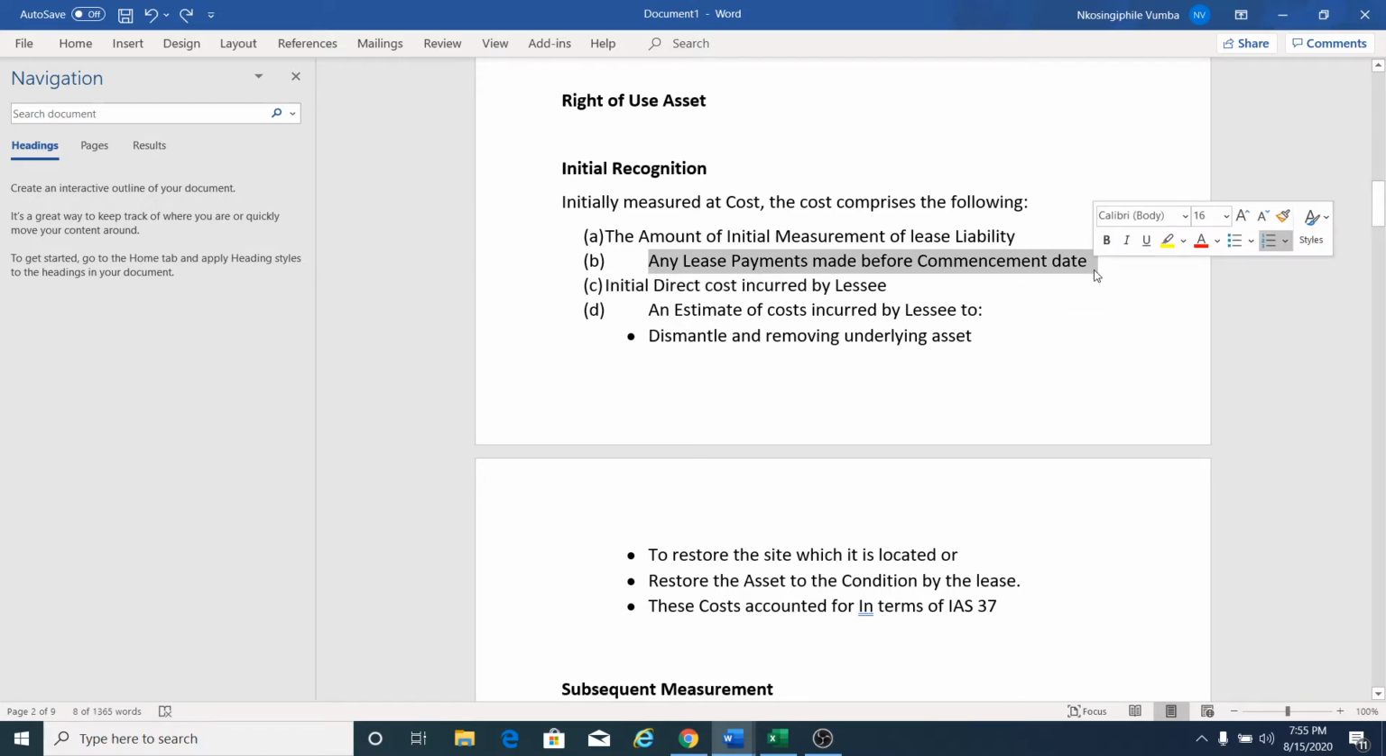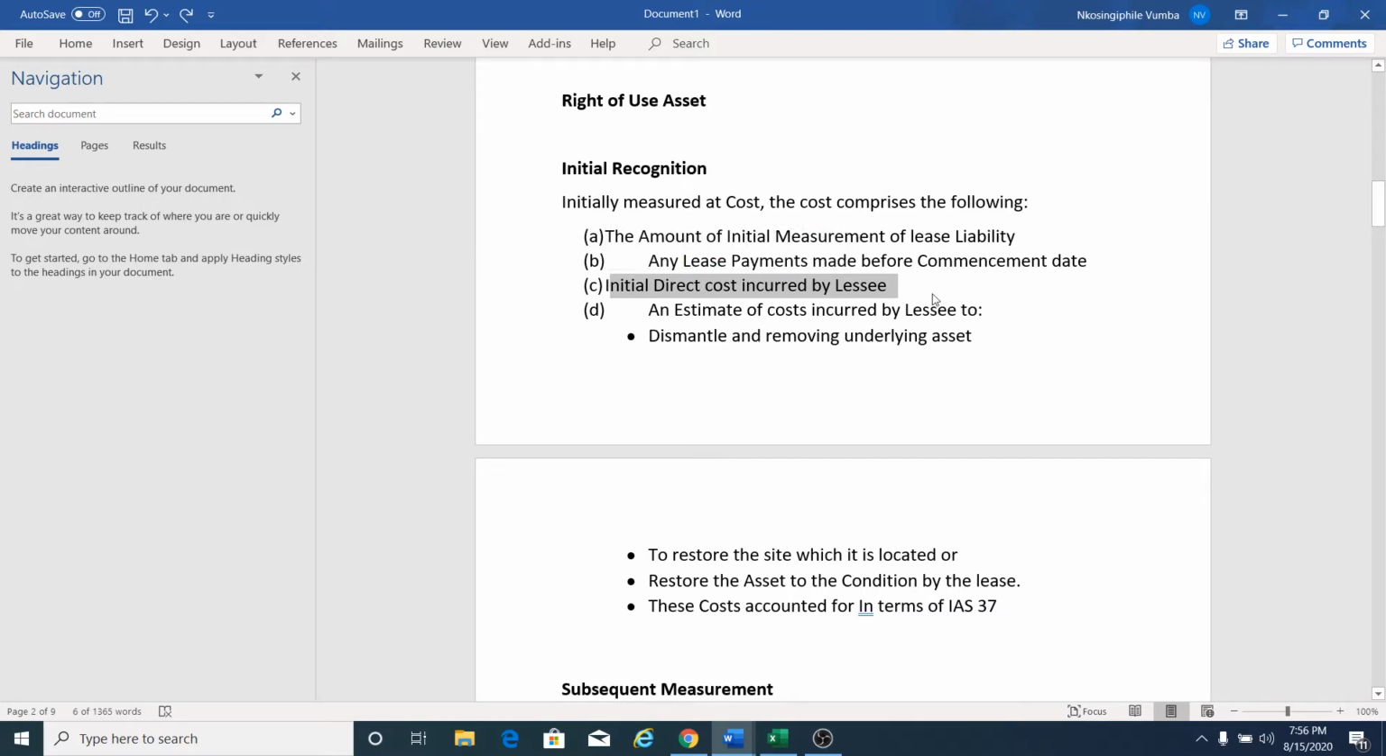What this means is that in A, it's the initial measurement of the lease liability. Now in B, we're saying any payments made before the commencement date. These payments made before the commencement date are not reflected in the initial measurement of the lease liability, hence we are including them separately. And any initial direct costs that are incurred by the lessee.